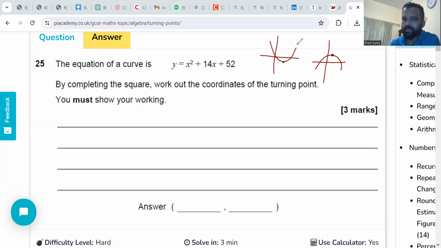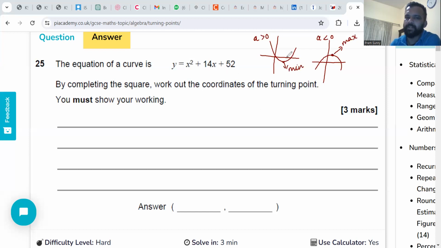We get a U-shaped parabola if the coefficient of x square is greater than 0, that means positive. We get an N-shaped parabola if the coefficient of x square is negative. If I have a minus 2x square or minus 5x square, I'll get a maximum point. So, maximum point and minimum point.